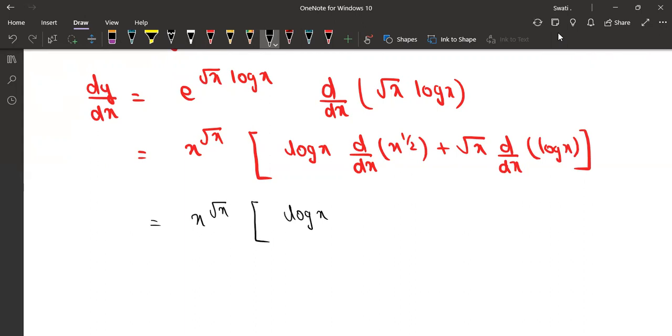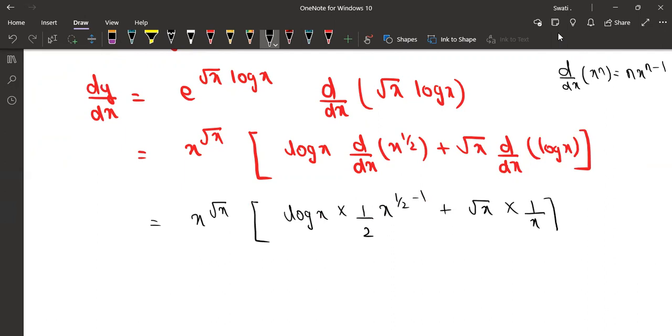Here we are going to use the formula of the derivative of x raised to n. We know that the derivative of x raised to n by formula is n into x raised to n minus 1. So using that formula, it will become half x raised to half minus 1, right? Plus this root x as it is, and the derivative of log x is 1 upon x. That is it. This will become x raised to root x. If you simplify this, this will become log x upon 2, and x raised to half minus 1, which is minus half, plus this will become root x over x.